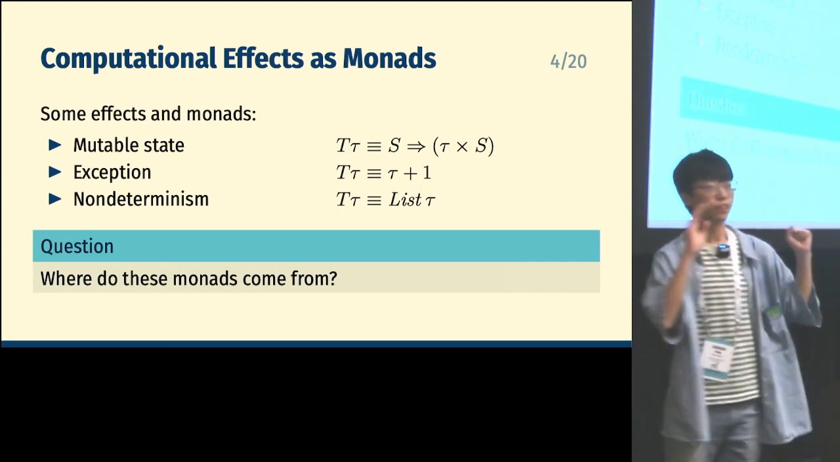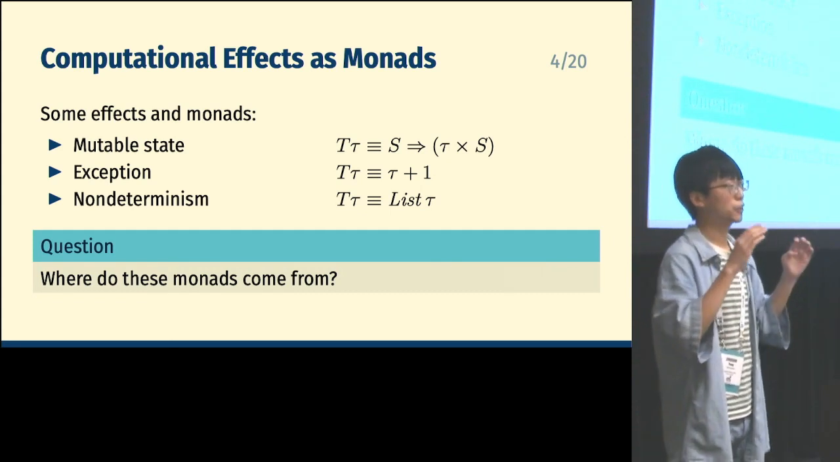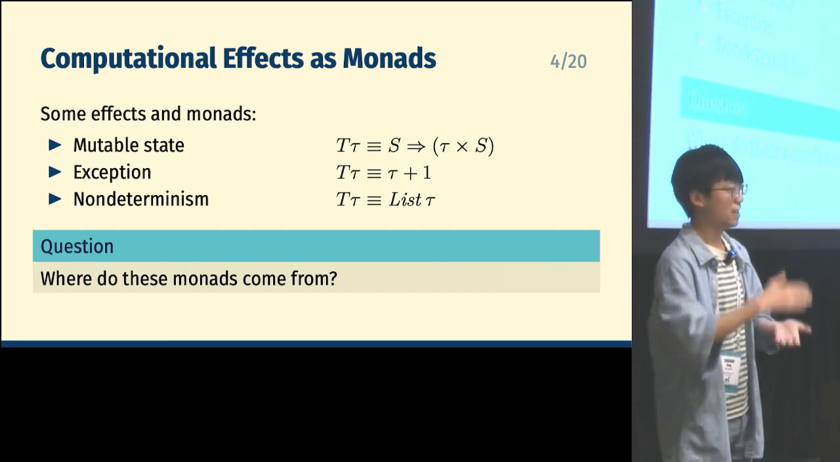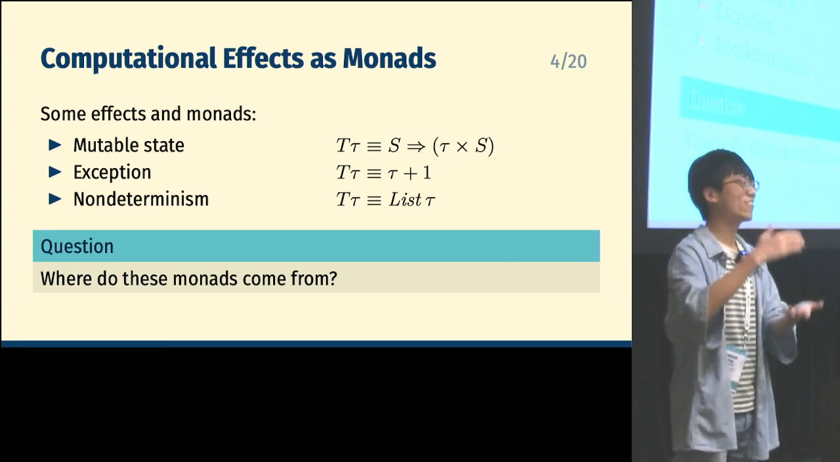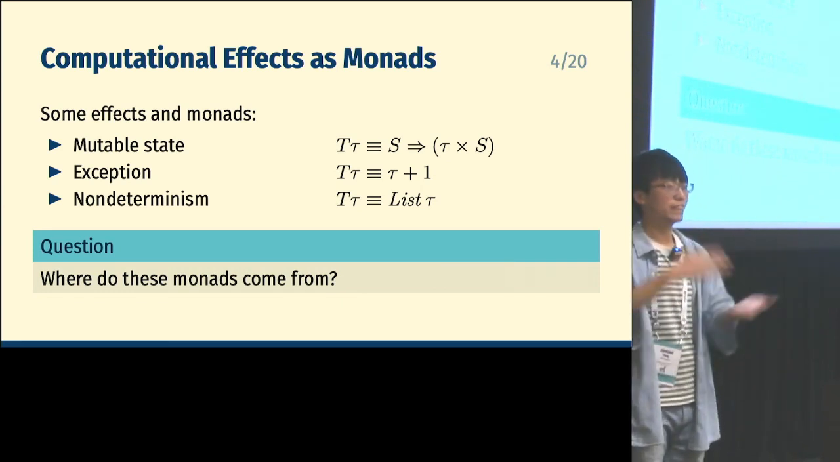One question is, where do these monads come from? We shouldn't expect ourselves to just be able to spell out a monad magically whenever we have a new computational effect, right? They should logically come from somewhere.